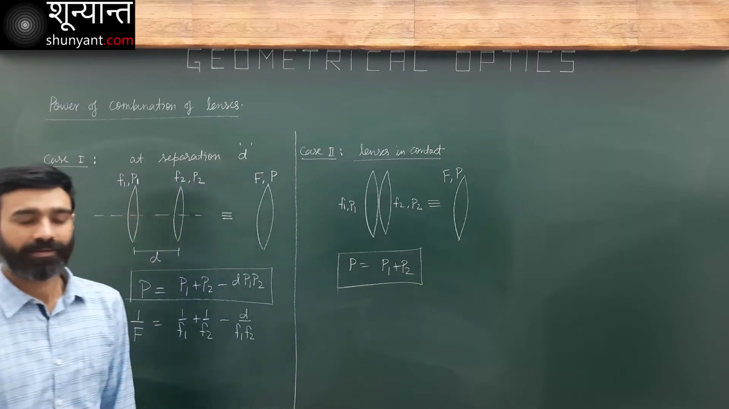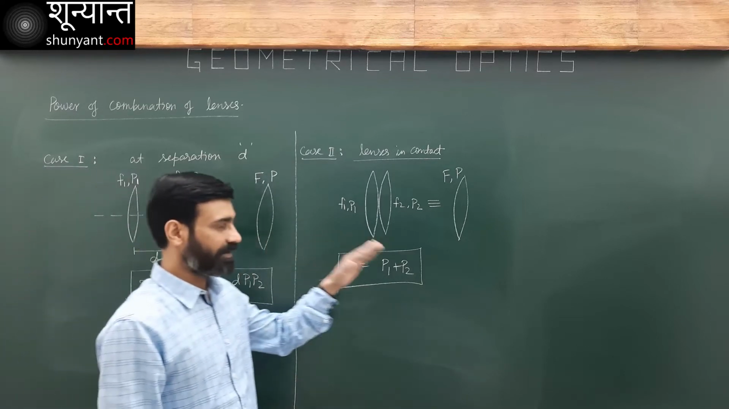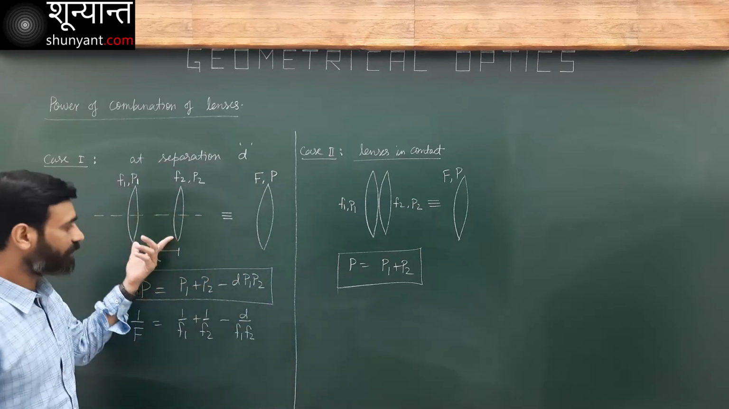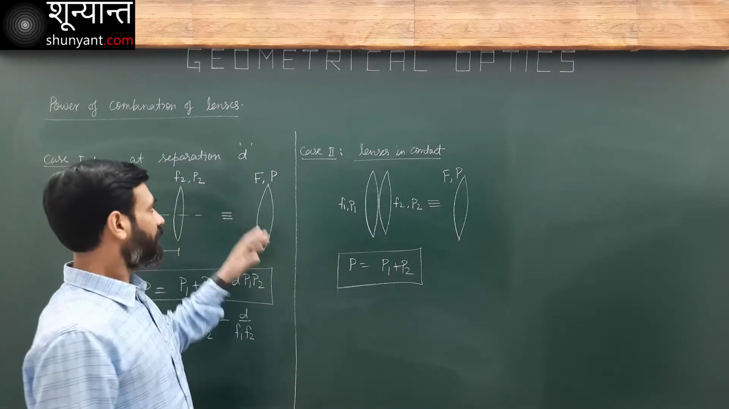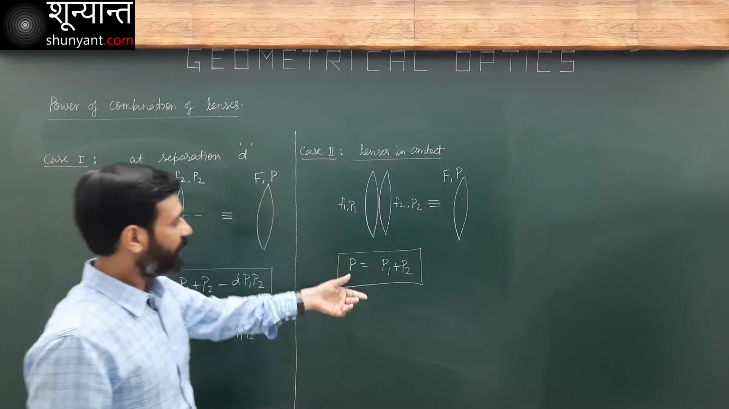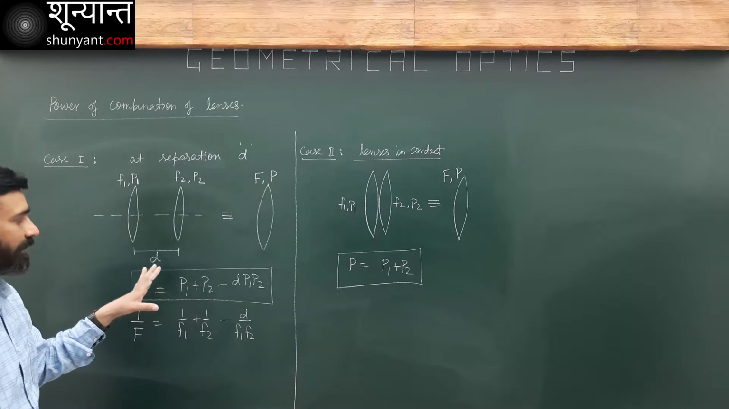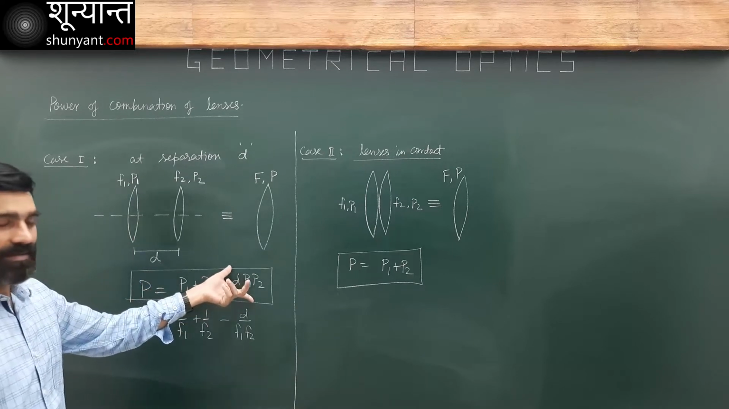The logic remains the same. Deviation gets added, power gets added. That's it. Here there is some influence of D, that we do not have to worry about. Anyway, this relationship is very useful. This is something that we do, only this part, that's it.